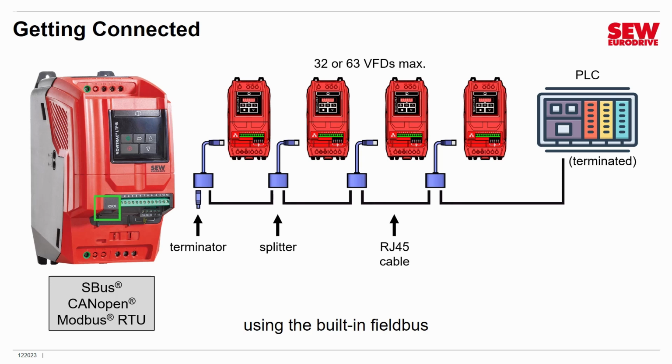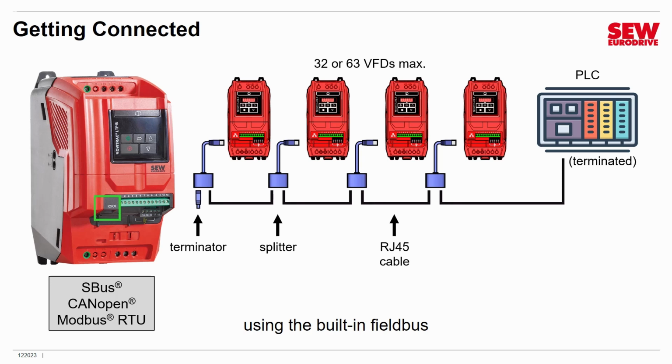Cable sets A and B include splitters, cables, and terminators, so you need to purchase whatever is necessary to connect your VFDs. Notice the limit of how many VFDs can be on the network. If you're on Modbus RTU, the limit is 32. If you're on SBus or CANopen, the limit is 63. So you can set up a decent little Fieldbus with a classic Fieldbus standard.